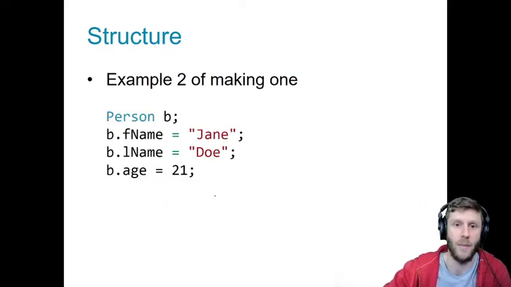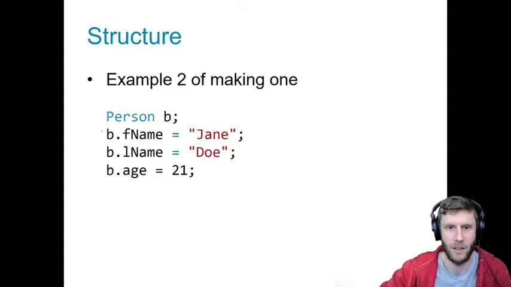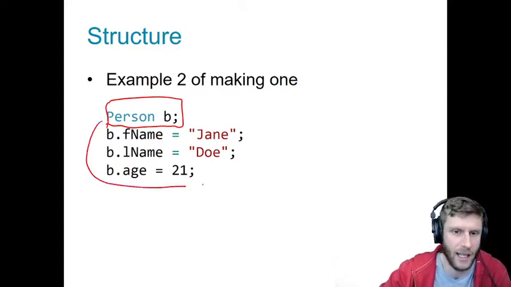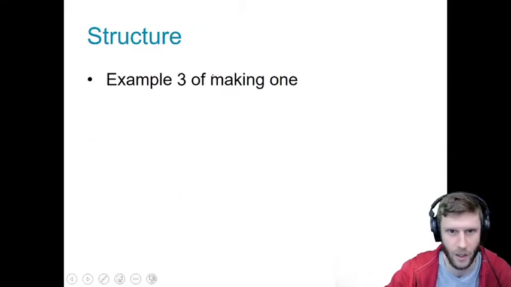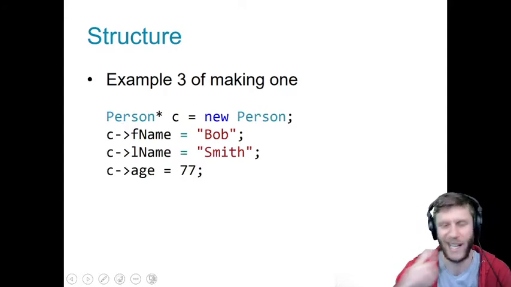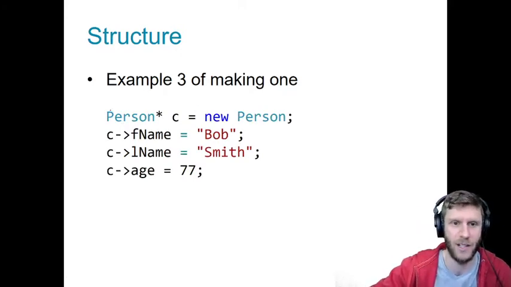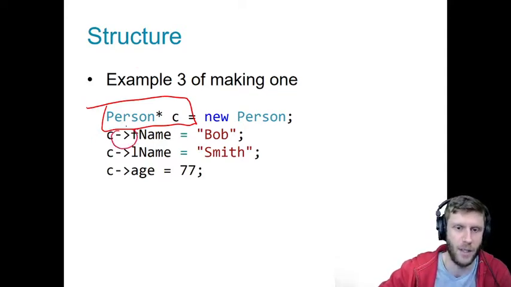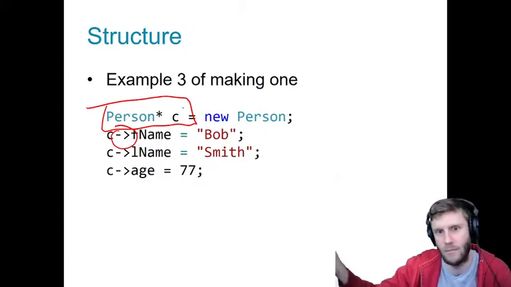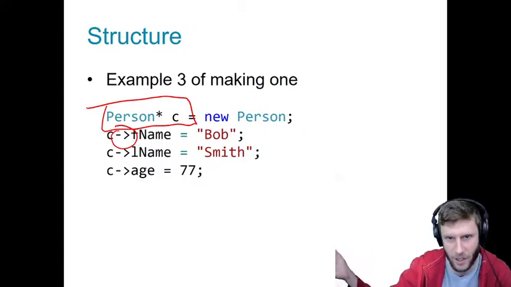And here's another way you can make it. Create a person B and then say, okay, B's first name is this, B's last name is this. So just kind of like an object, right? Except you're calling the specific attribute. This is the name of the structure or the instance of the structure. And then a third way of doing it is, let's say you want to use pointers, because we all know that I love pointers. Create a new person and then do it the same way, but use the little arrow thing because it's a pointer and that's how we deal with pointers.